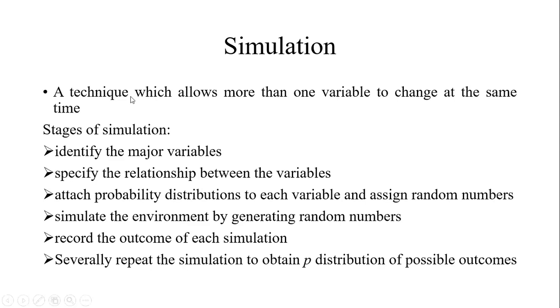First of all, you identify the various or major variables. Sometimes you can have lots of variables, but you pay attention to the ones that are quite significant. And then you specify the relationship between the variables, attach probability distributions to each variable, and assign random numbers. You simulate the environment by generating random numbers, record the outcome of each simulation, and then you repeat this exercise to obtain a distribution of possible outcomes. So you have a probability distribution.